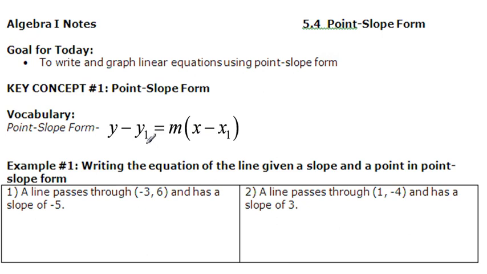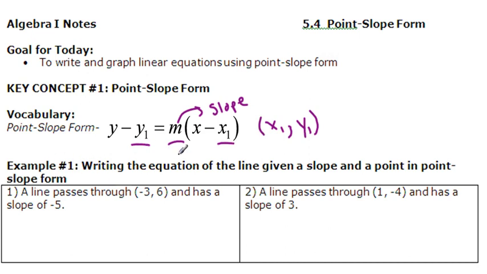Now in point-slope form, there's three things that you need to fill out: the y1, the m, and the x1. The m, remember, is our slope. The x1, y1 is an ordered pair, so if you're given a point. So let's just look at example 1.